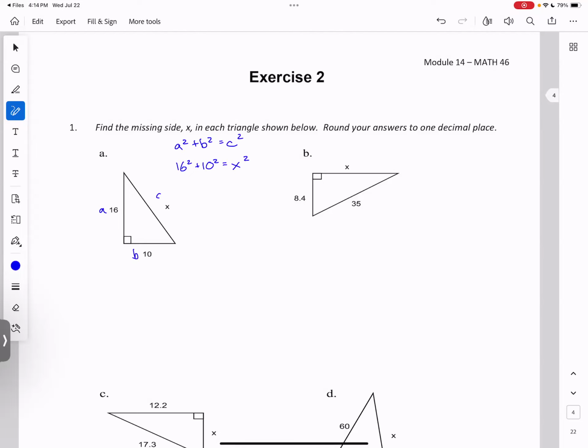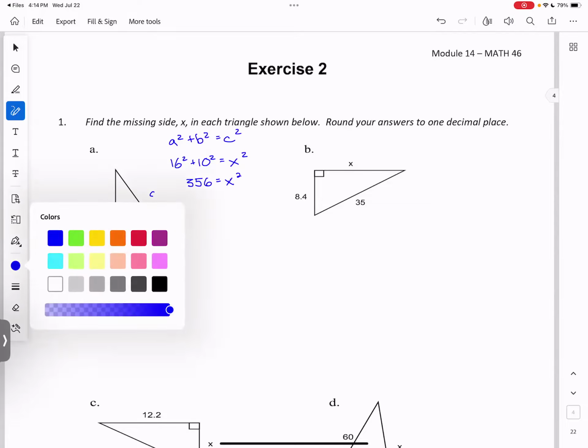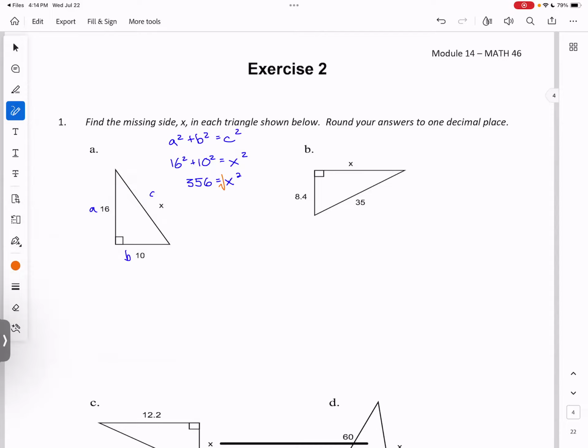Okay, and so now I'm going to calculate on my calculator. 16 squared plus 10 squared gives me 356, and that's equal to x squared. So now I know what x squared is. I want to know what a single x is, so I'm going to square root both sides.